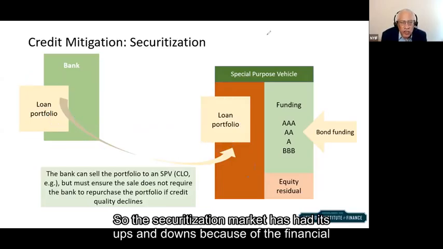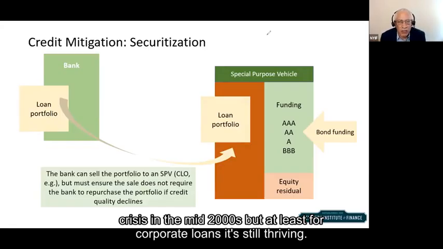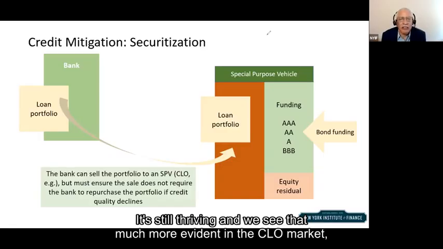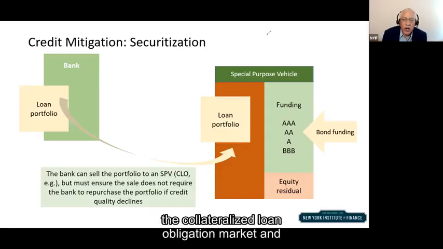So the securitization market has had its ups and downs because of the financial crisis in the mid-2000s, but at least for corporate loans, it's still thriving. It's still thriving, and we see that much more evidently in the CLO market, the collateralized loan obligation market.